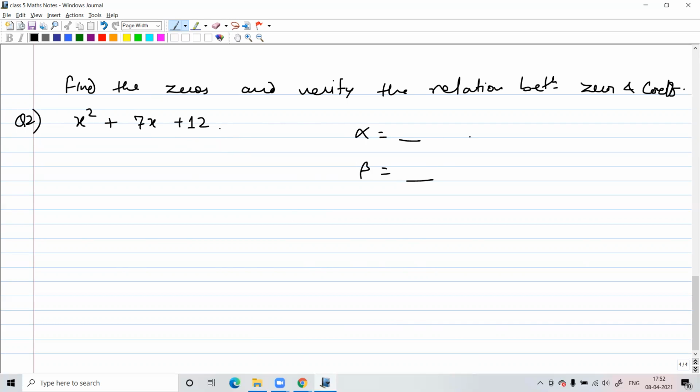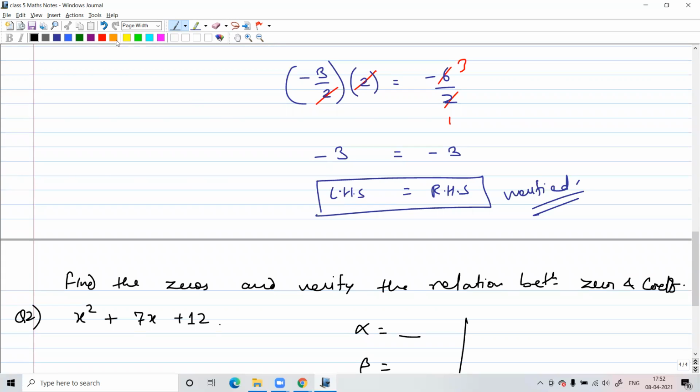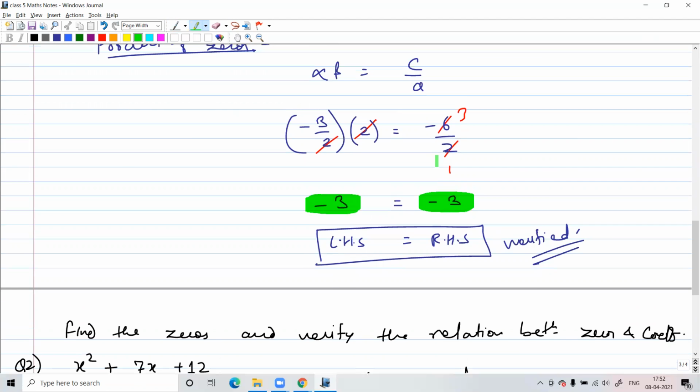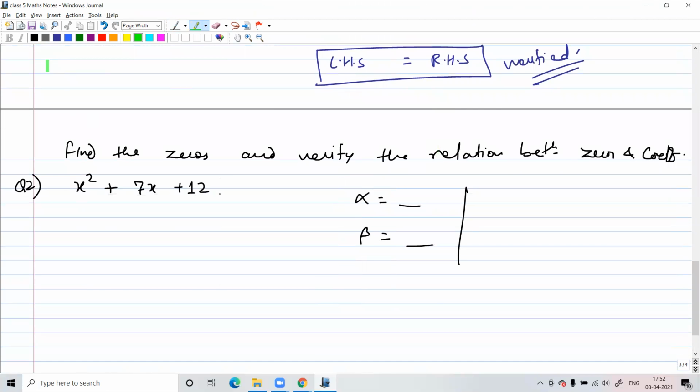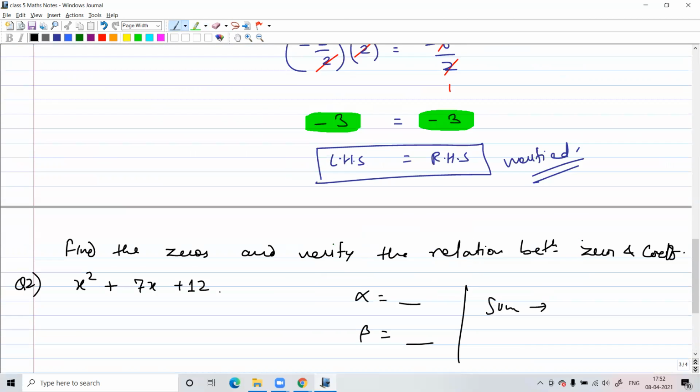So you'll write your alpha, beta, and then for the verification step, whatever you got in the last step, like this one. See, for product, I got -3 is equal to -3, no? So this is what I'm interested in. I'm interested in this -3 is equal to -3 for product. So you will write like this. For sum, what did I get for sum? 1/2 is equal to 1/2.